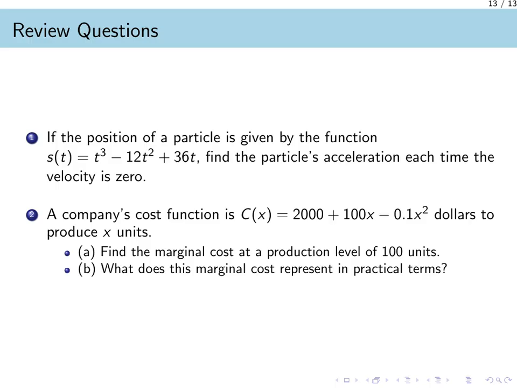The second question shifts to an economics context, using a company's cost function. Your first task is to find the marginal cost at a production level of 100 units by taking the derivative of the cost function. Then, you will explain what this value represents in practical terms, which is the approximate cost to produce the very next item, the 101st unit. These questions are a great way to practice connecting the abstract math of derivatives to concrete, real-world meanings.